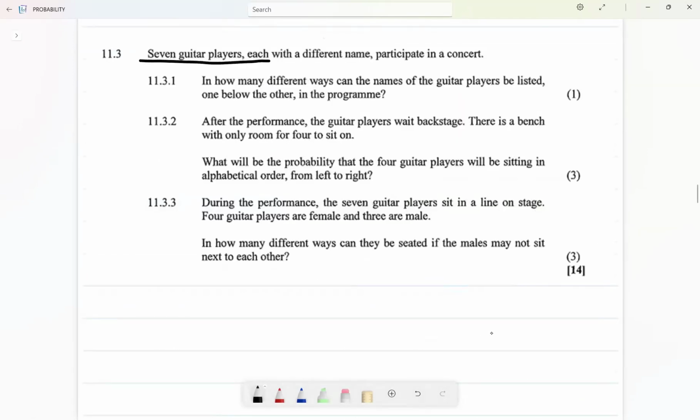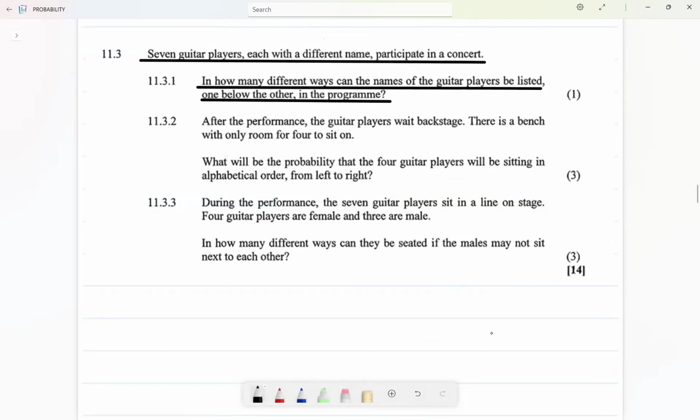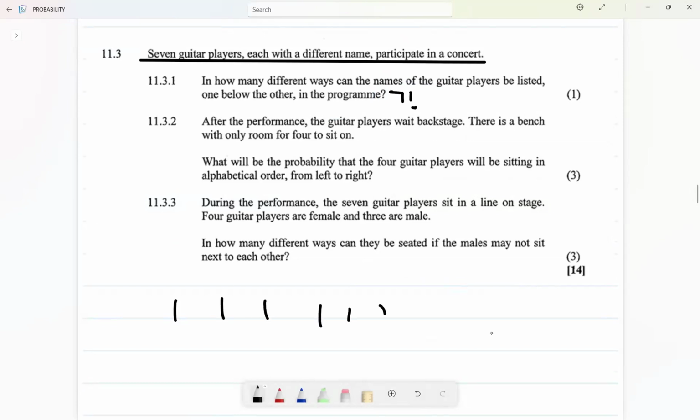It says 7 guitar players, each with a different name, participate in a concert. In how many different ways can the names of the guitar players be listed, one below the other, in the program? How many guitar players do we have? We have 7. So they can be listed in 7 factorial ways, which is 5040.